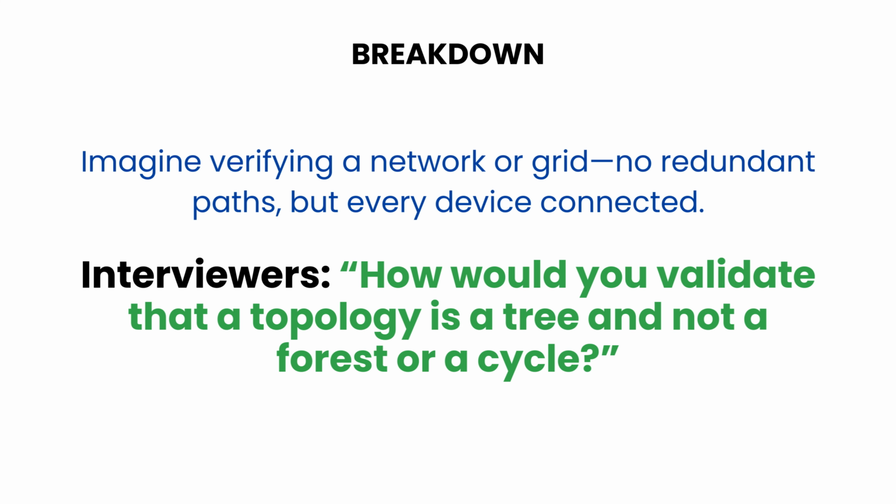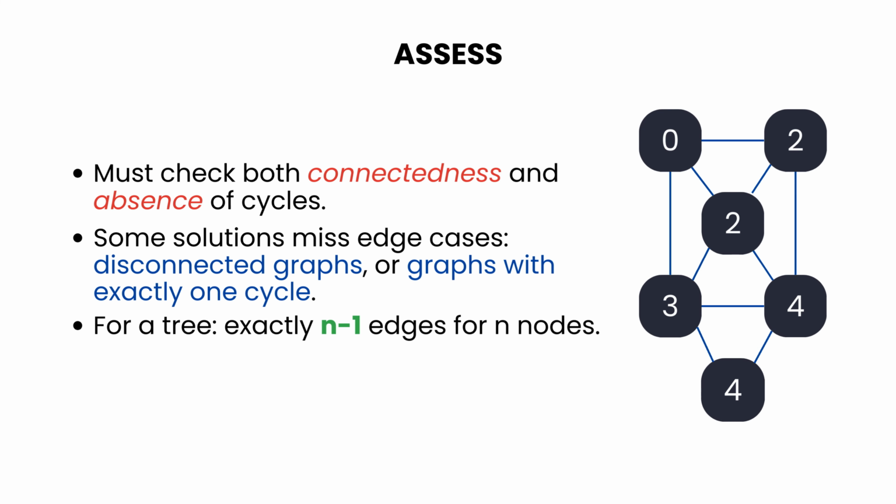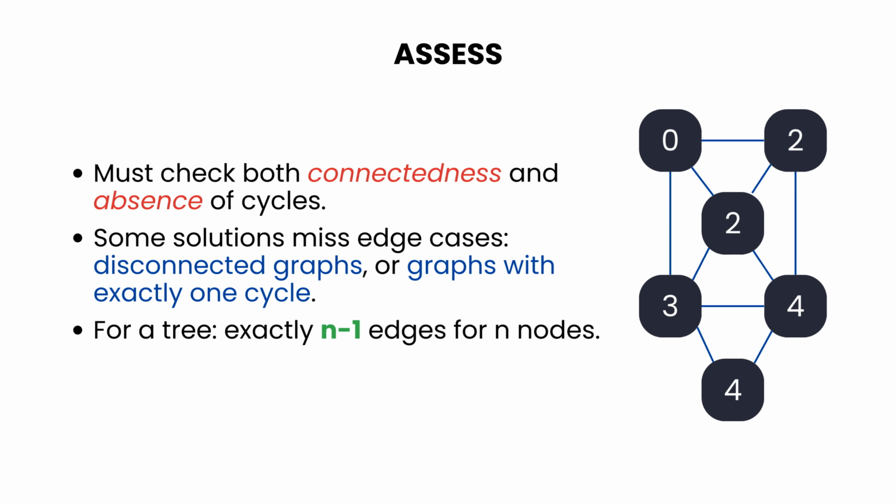Imagine verifying a computer network or electrical grid: no redundant paths or cycles, but every device must be connected. An interviewer might ask, how would you validate that a topology is a tree and not a forest or a cycle? What's tricky? You must check both connectedness and absence of cycles. Some solutions miss edge cases, disconnected graphs, or graphs with exactly one cycle.